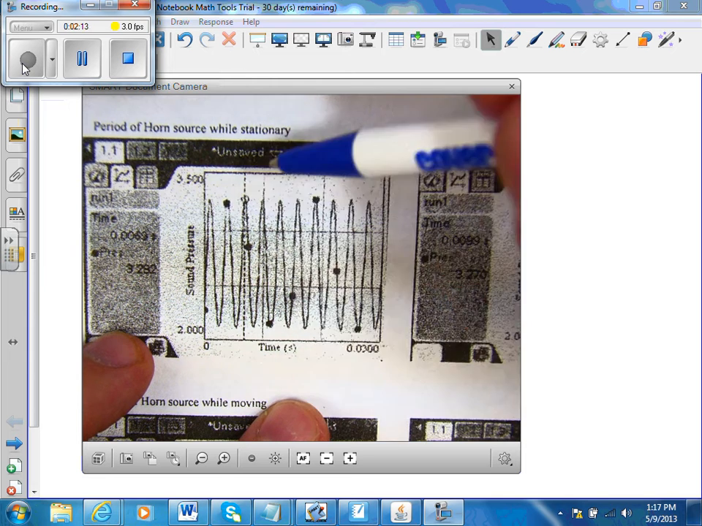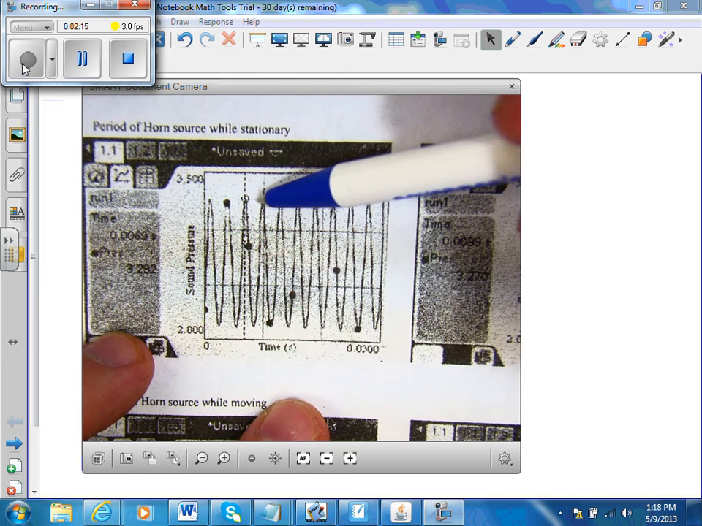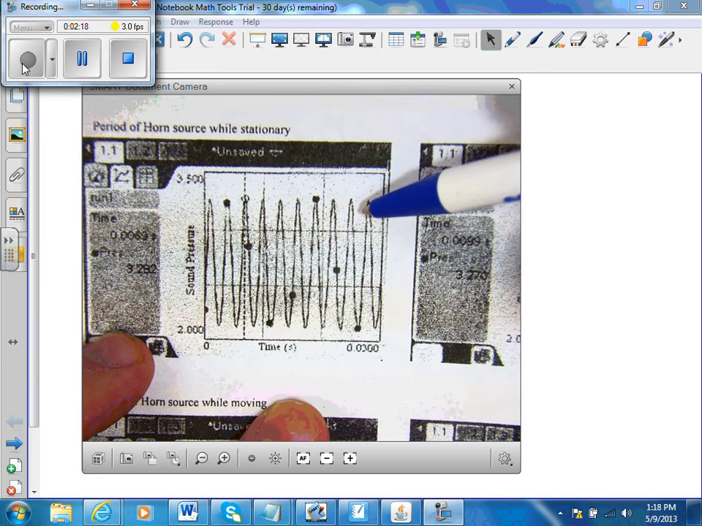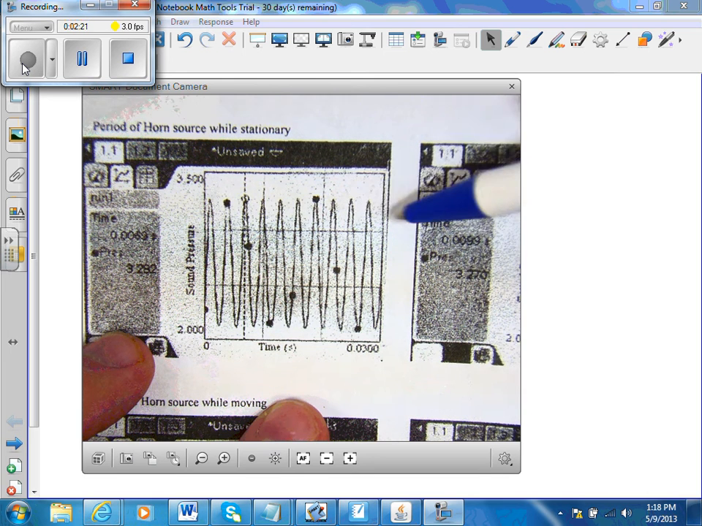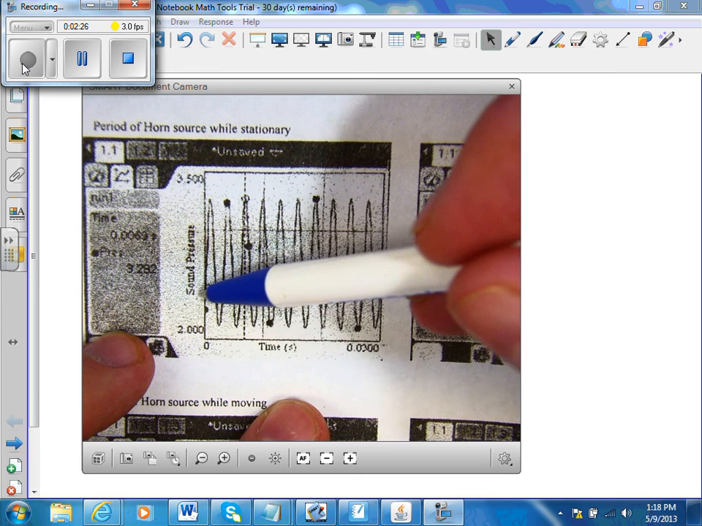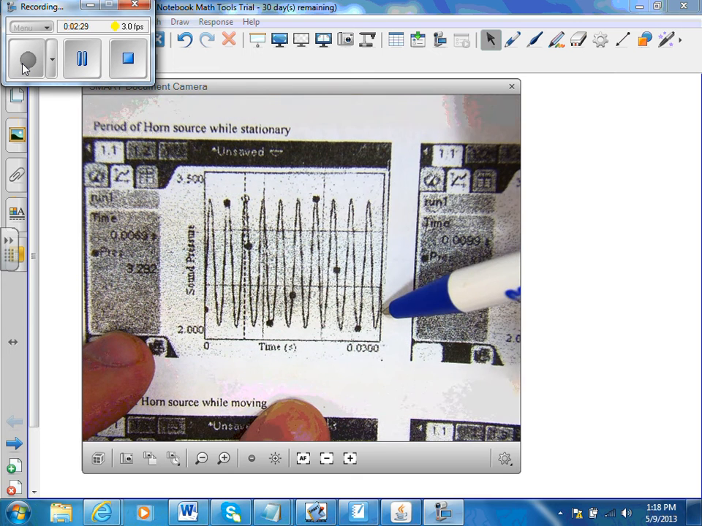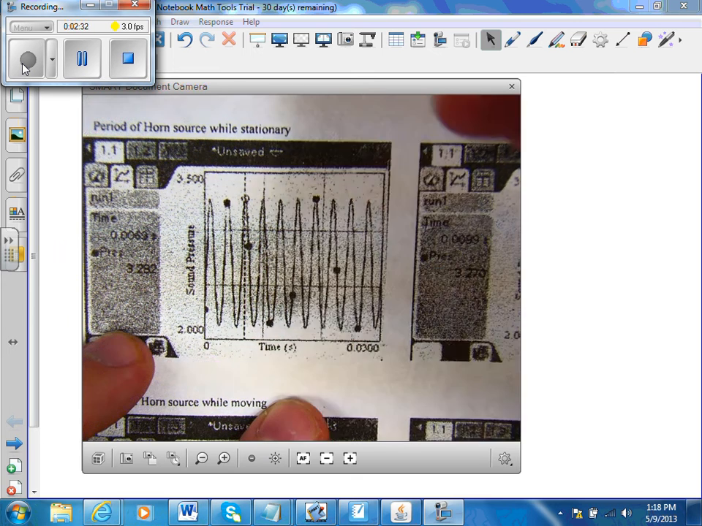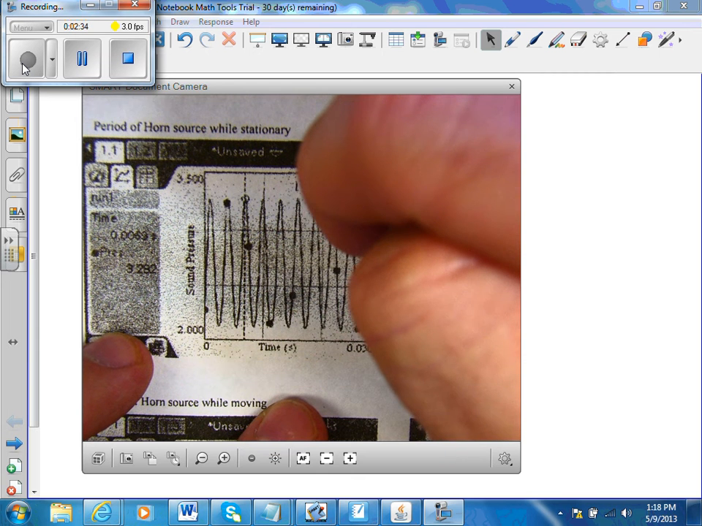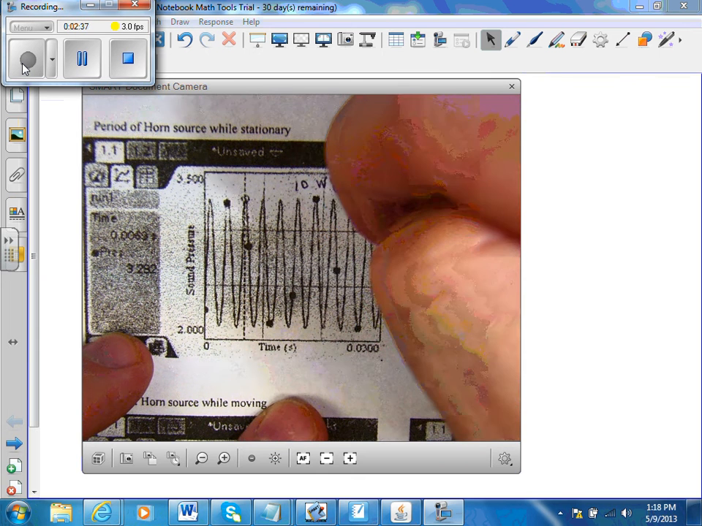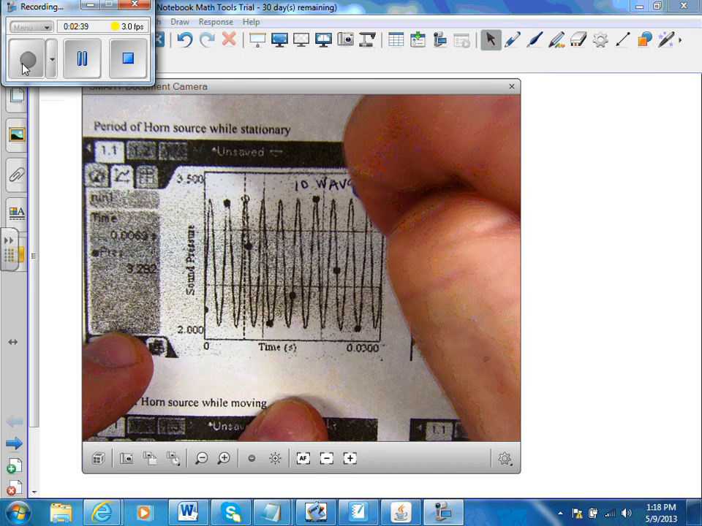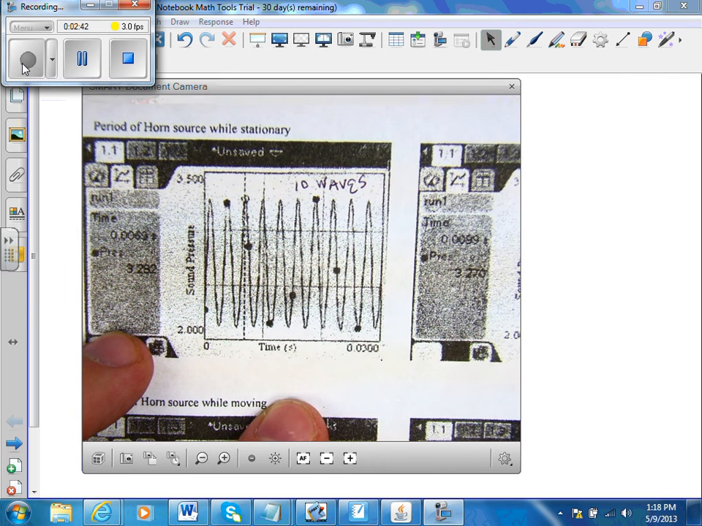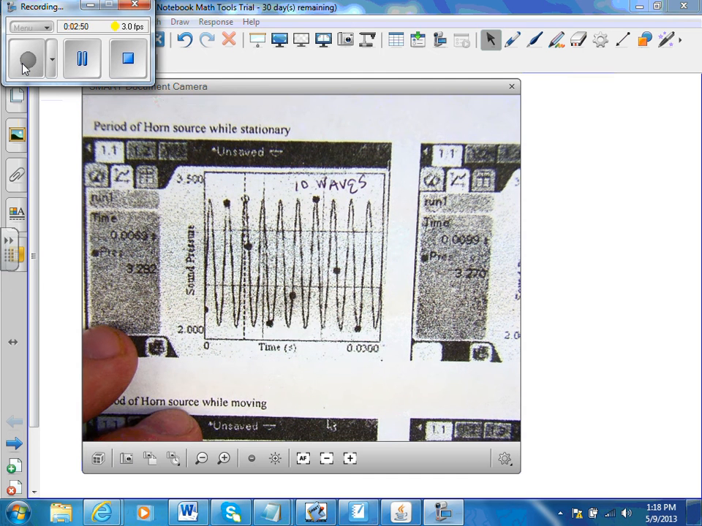If you count these waves, I'm going to start right here: 1, 2, 3, 4, 5, 6, 7, 8, 9. I got 9 loops going across if you start with 0. But it doesn't start at the top of the loop, it starts down here, and it also ends as the wave is going back up. So you basically have 10 waves going across this particular screen in 0.03 seconds. So in number 1, I want you to figure out what is the time per wave.